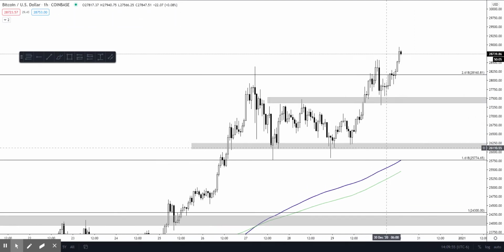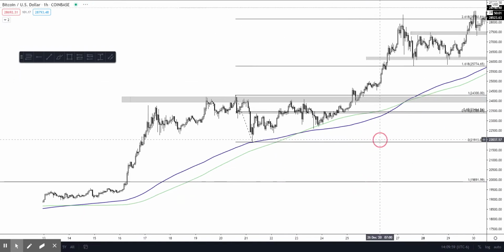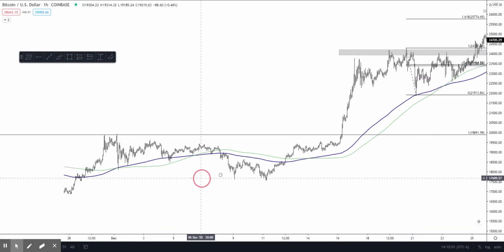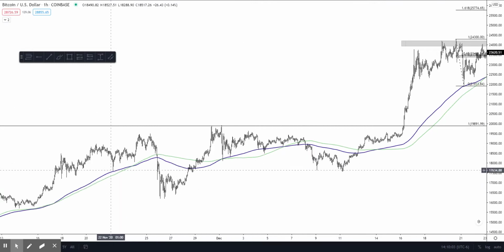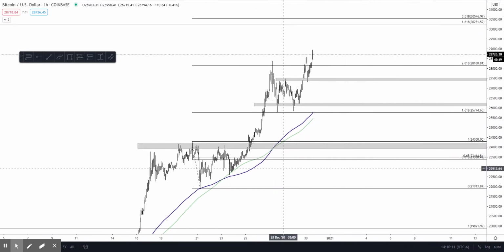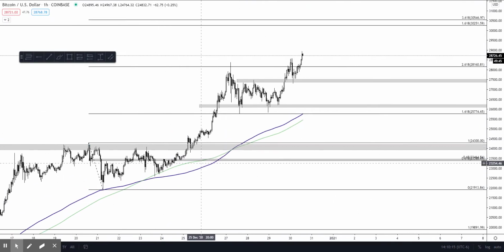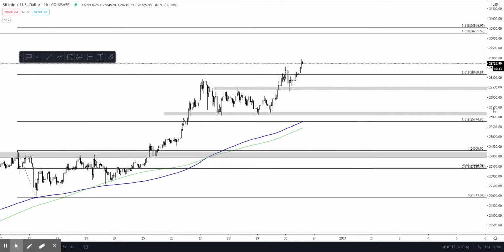So your hourly 200 MAs are most definitely an area of interest. Very, very strong support and resistance on both sides. Very often we see them act as local bottoms. So price trending upwards, you see this act as a local bottom before that next leg upwards.